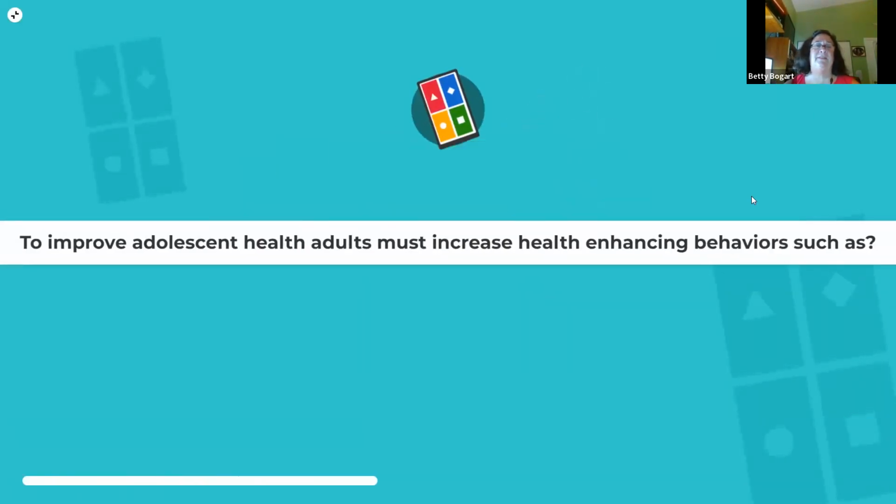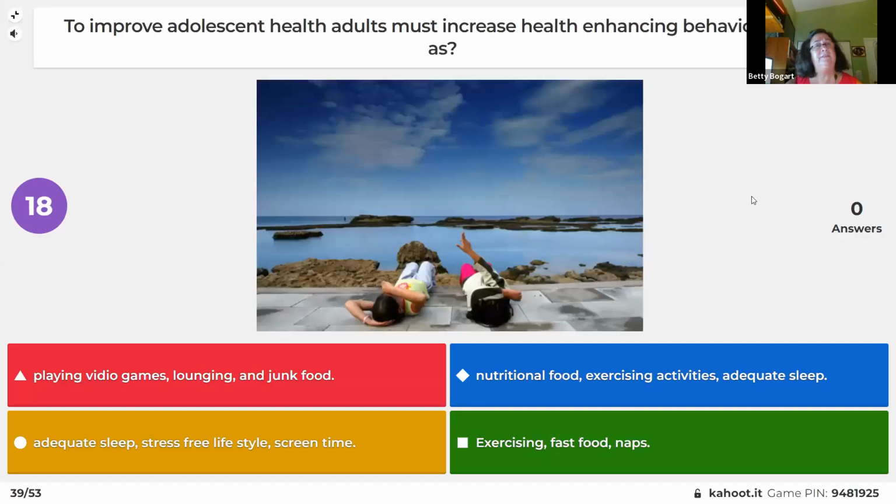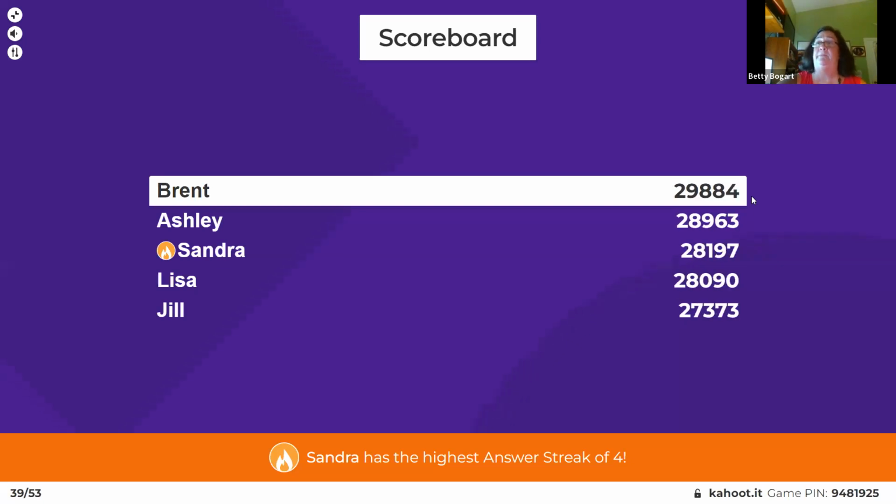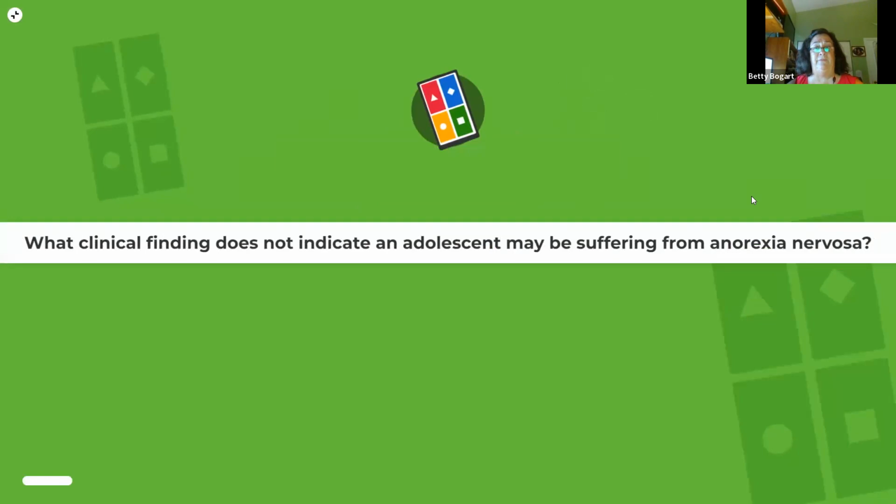To improve adolescent health, adults must increase health-enhancing behaviors such as... so they should be eating food, they should be exercising and getting sleep, and they're not doing any of them because they're too busy with their social life. And Sanders back on fire.